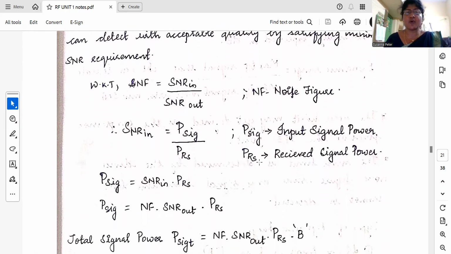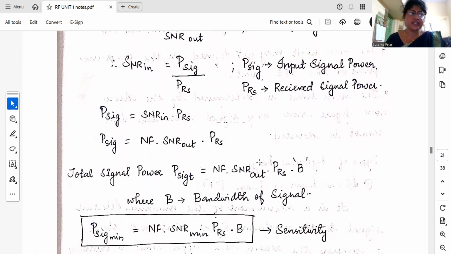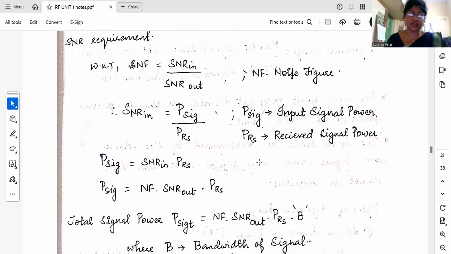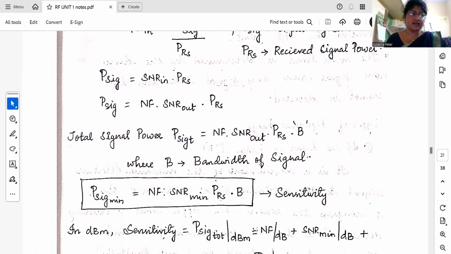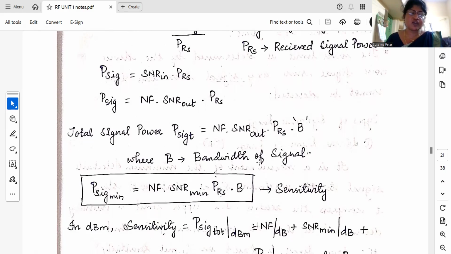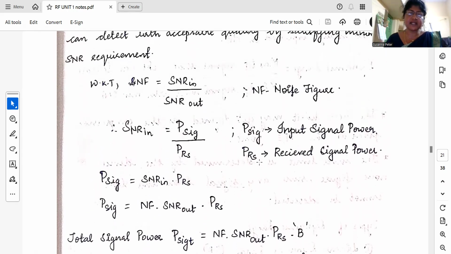So we have a small derivation on how we arrive at sensitivity. RF sensitivity is expressed in dBm, decibels relative to 1 milliwatt. Your formula for sensitivity is derived from the input signal power and the received signal power.